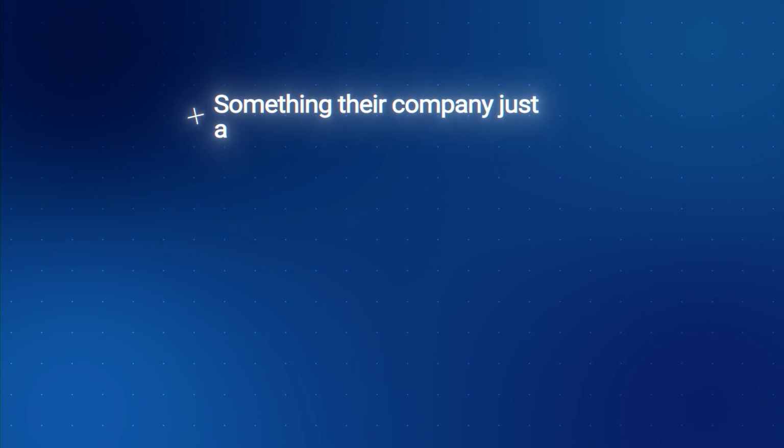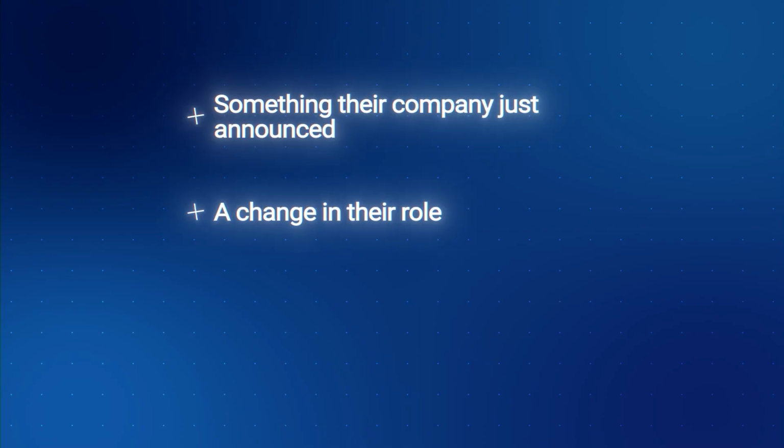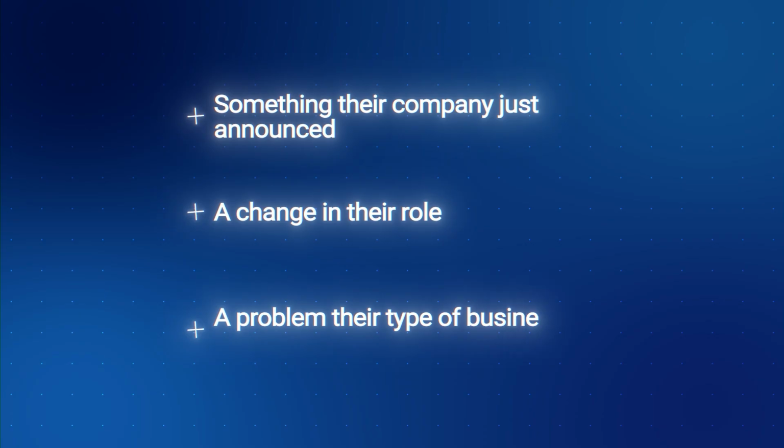So make that first line about the prospect and whatever's going on with them right now. Write it about something specific and true for the person, like something their company just announced, a change in their role, or a problem their type of business is dealing with right now. When that first line is about a problem they are dealing with, the prospect can tell the email was written for them specifically. And that's what makes them open it and actually reply.